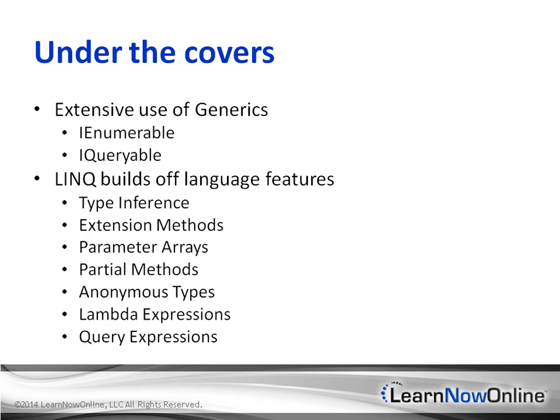LINQ makes extensive use of generics. So things like IQueryable and IEnumerable are interfaces that define a collection of data. And those interfaces have features that allow us to add select clauses and iterate against those generic types. It also works on a number of language features, things like type inference, where at compile time I can infer what the resulting data type is going to look like. And I can use an anonymous type to describe it that might have however many properties I want and have the different data types already defined.